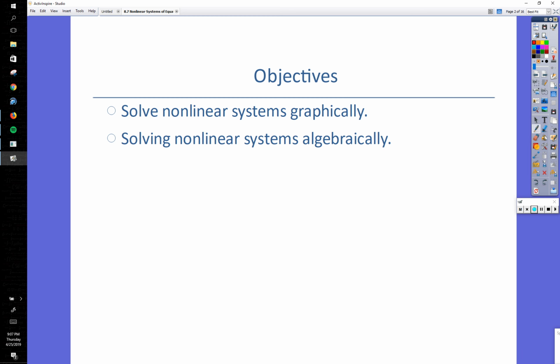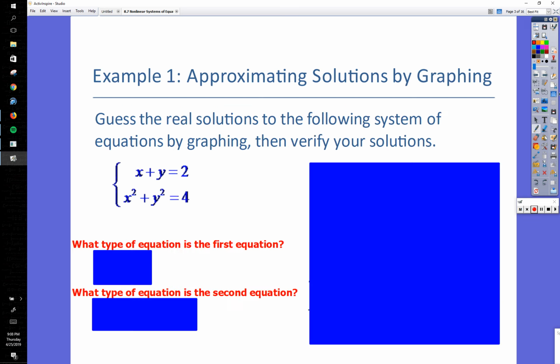Two objectives. We're going to be solving nonlinear systems of equations graphically. So we're going to be doing things with parabolas, circles, lines. Then also we're going to be doing nonlinear systems algebraically, and that's mainly going to be substitution, if you remember that back from 8.1. So we're going to jump in and go ahead and look at this graphically.